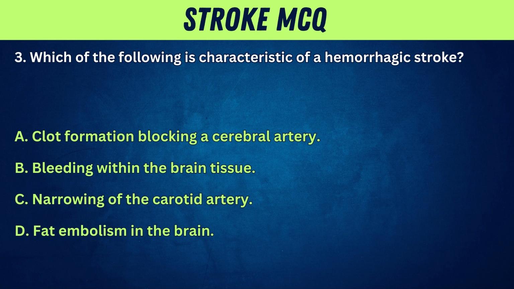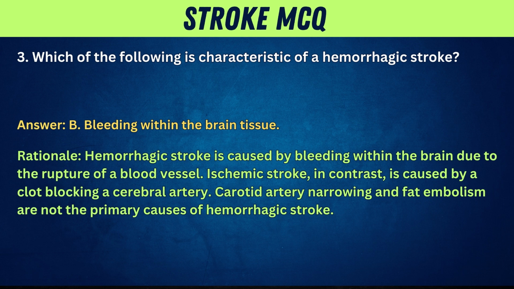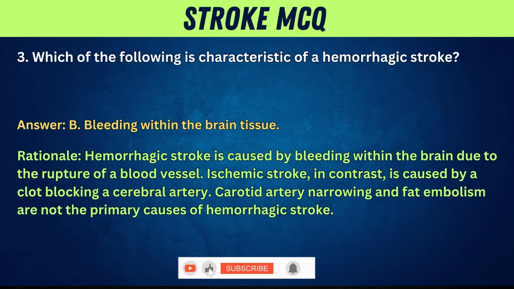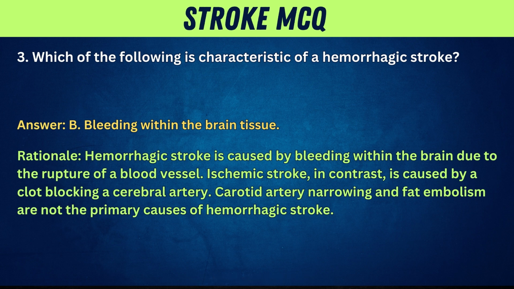3. Which of the following is characteristic of a hemorrhagic stroke? A. Clot formation blocking a cerebral artery. B. Bleeding within the brain tissue. C. Narrowing of the carotid artery. D. Fat embolism in the brain. Answer: B. Bleeding within the brain tissue. Rationale: hemorrhagic stroke is caused by bleeding within the brain due to the rupture of a blood vessel. Ischemic stroke, in contrast, is caused by a clot blocking a cerebral artery. Carotid artery narrowing and fat embolism are not the primary causes of hemorrhagic stroke.